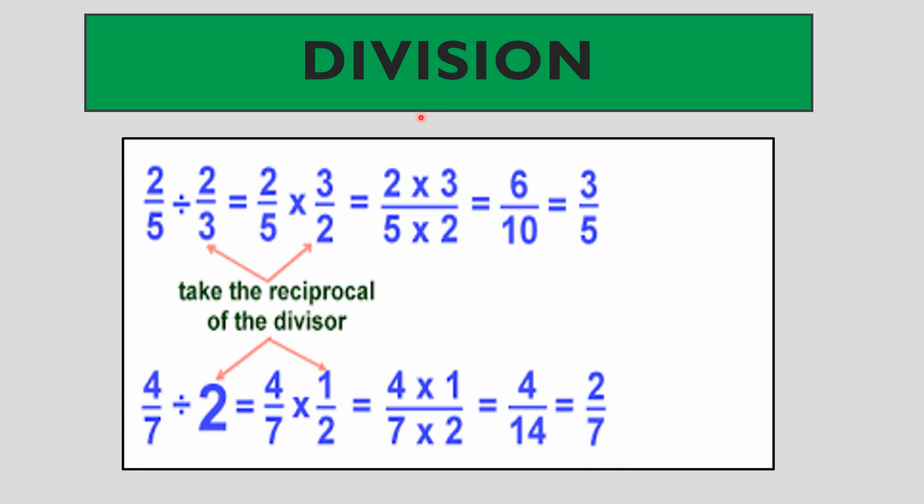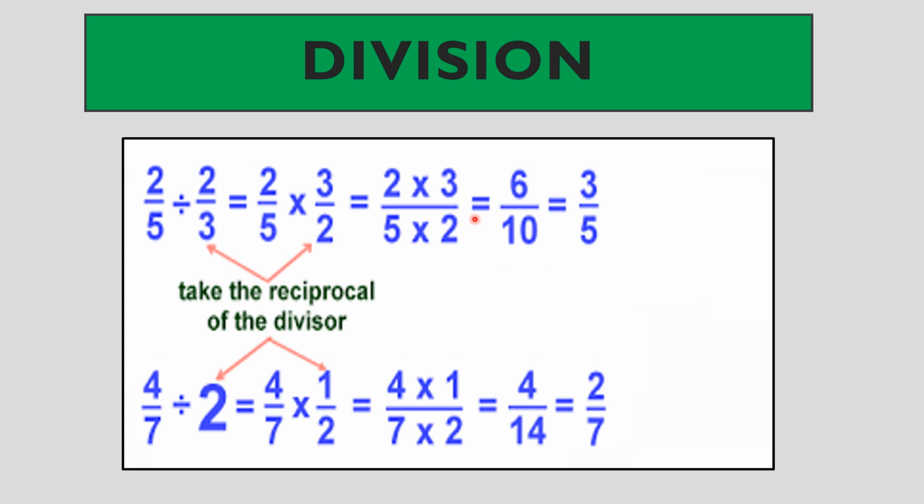Now, a few more examples of division. Let us see, 2 by 5 divided by 2 by 3. So you can see here these are unlike fractions. So you have to change this division sign to multiplication and change the divisor to its reciprocal. So 2 by 3 will become 3 by 2. Now multiply the numerators and multiply the denominators. So 2 into 3 by 5 into 2. So 2 into 3 is 6 and 5 into 2 is 10.